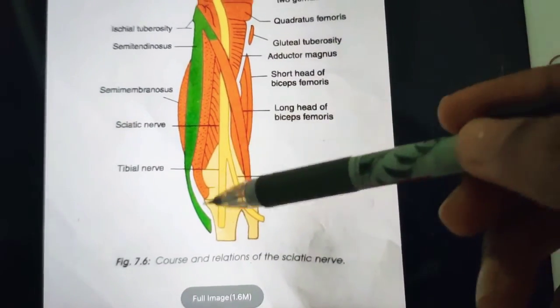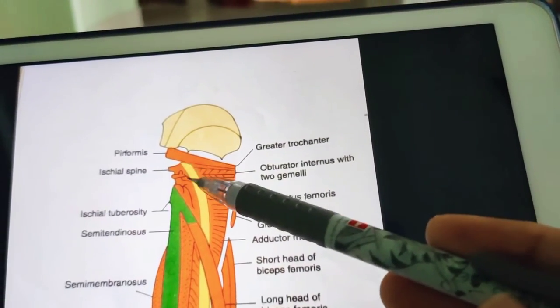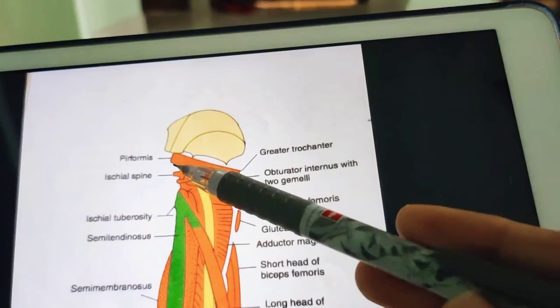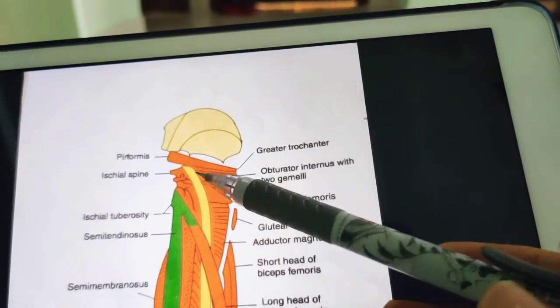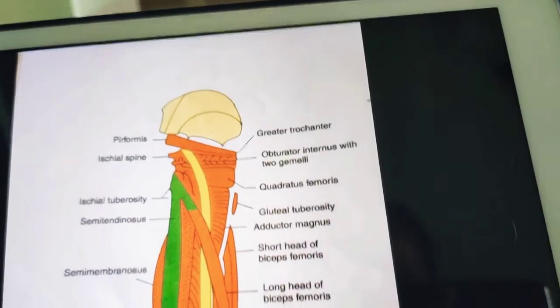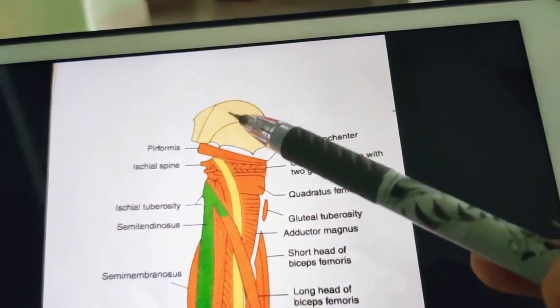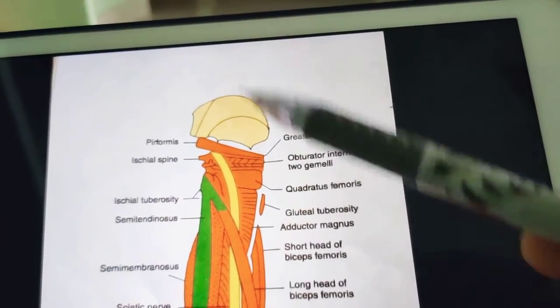Actually, normally it should terminate in the popliteal fossa, but sometimes the sciatic nerve may divide into common peroneal and tibial nerves in the pelvic region only. Then the tibial nerve follows the normal sciatic nerve course, but the common peroneal nerve pierces the piriformis to enter the gluteal region.